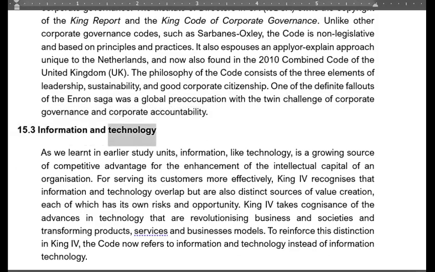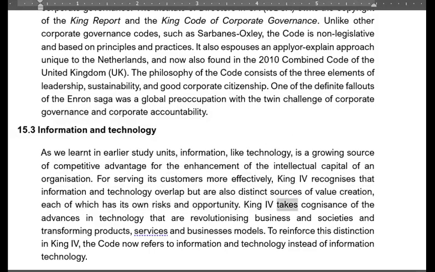15.3 Information and Technology. As we learnt in earlier study units, information, like technology, is a growing source of competitive advantage for the enhancement of the intellectual capital of an organization. For serving its customers more effectively, King IV recognizes that information and technology overlap but are also distinct sources of value creation, each of which has its own risks and opportunity.